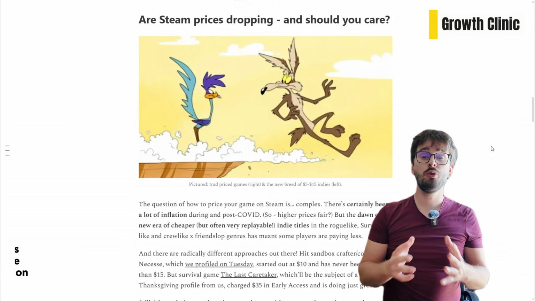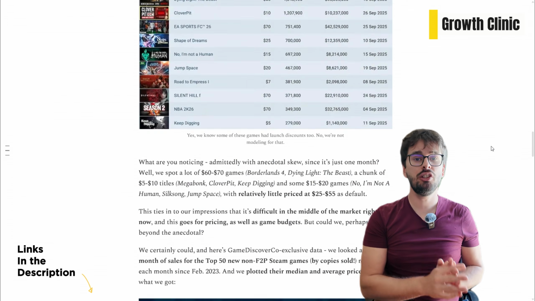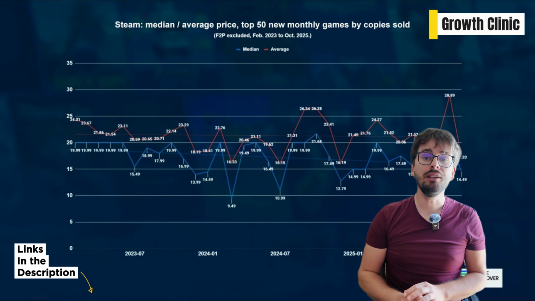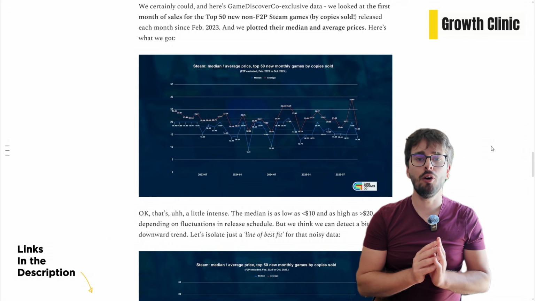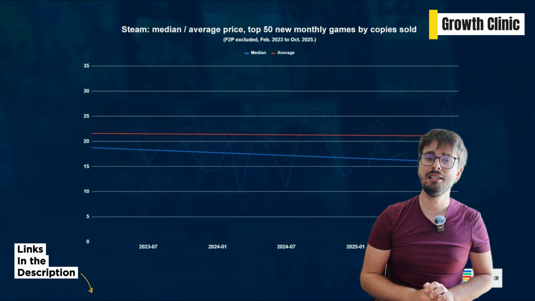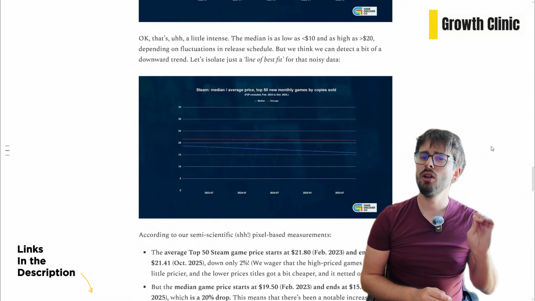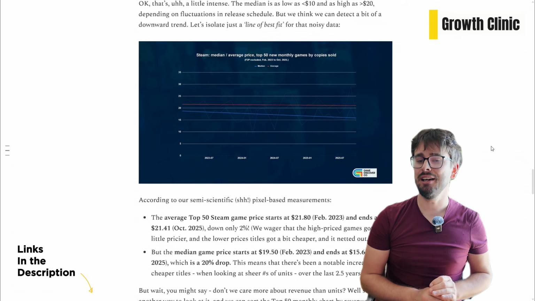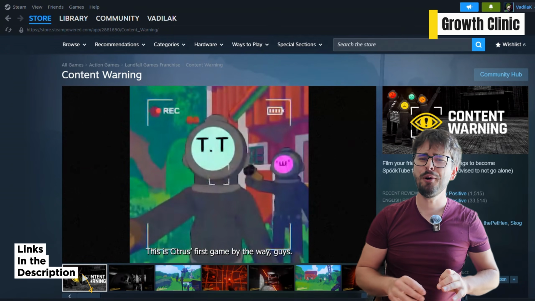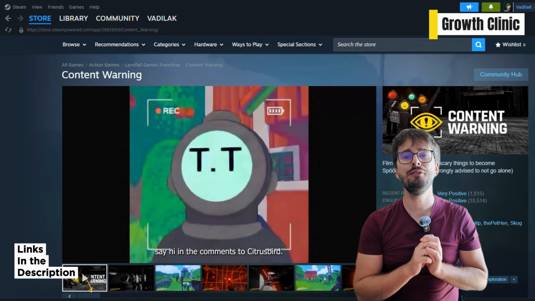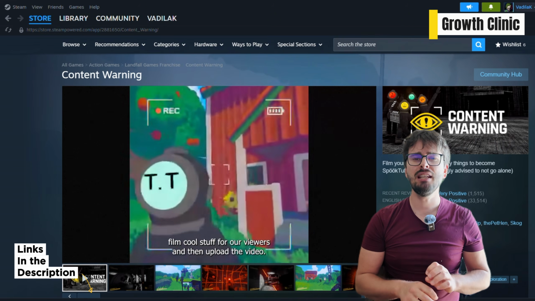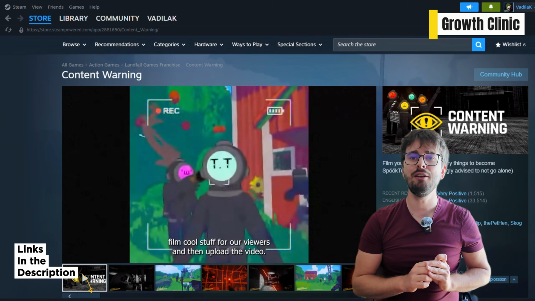According to Game Discovery Co.'s analysis of Steam pricing from February 2023 to October 2025, the median price of games on Steam dropped 20%, from $19.50 to $15.64. That shift was driven largely by a handful of viral outliers. Buckshot Roulette at $2.99, Content Warning, which gave away 6 million free copies in the first 24 hours before going to $7.99. Games that spread at a velocity no pricing decision manufactured.